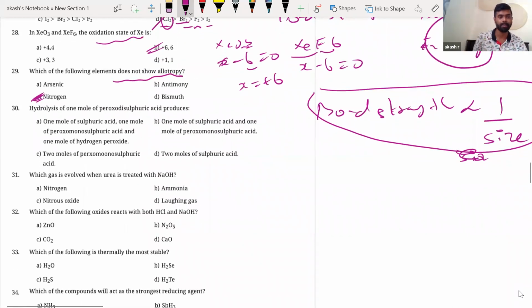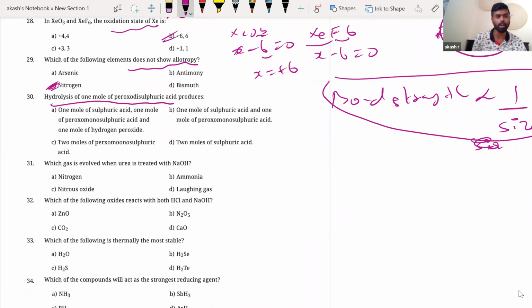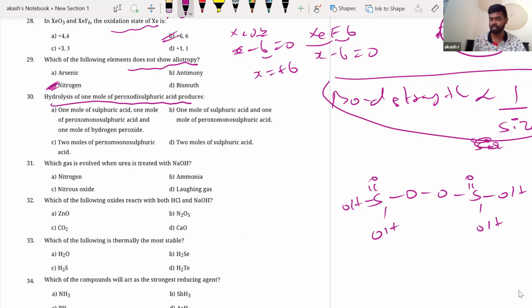Okay, moving on. Hydrolysis of 1 mole of peroxodisulfuric acid. Okay, peroxodisulfuric acid. I think if I can write the structure, it will be useful, right? I need to have a peroxide linkage. I don't know the formula, but I know this is the structure. I need to have a peroxide and 2 sulfur should be there. This is the structure.